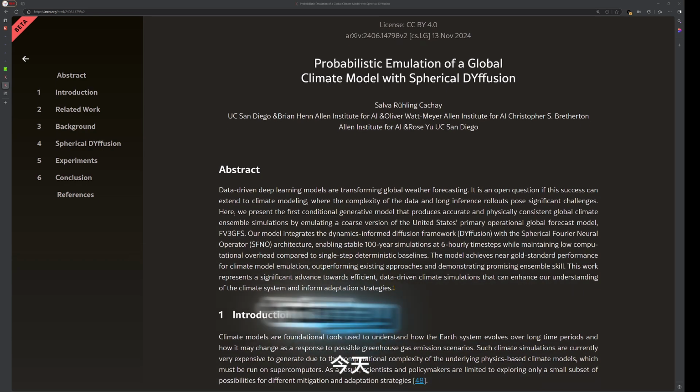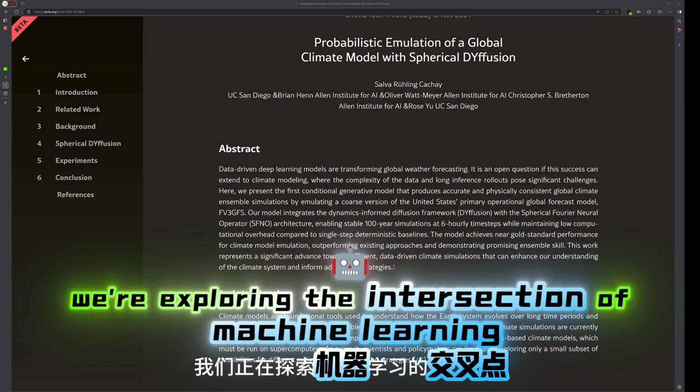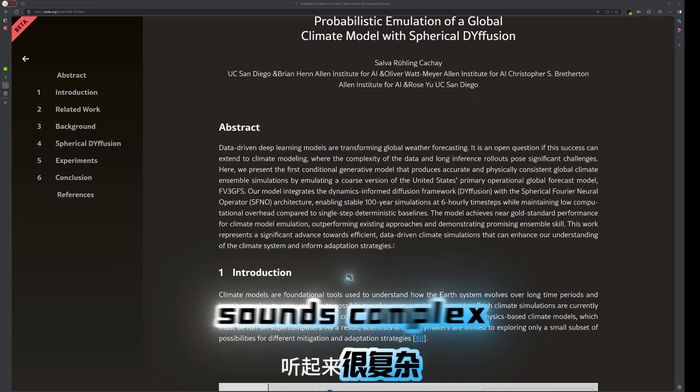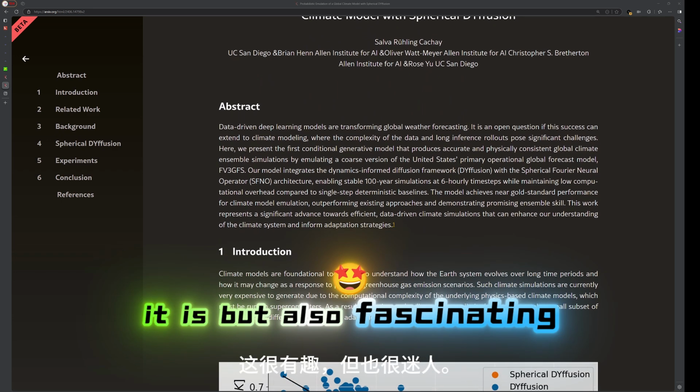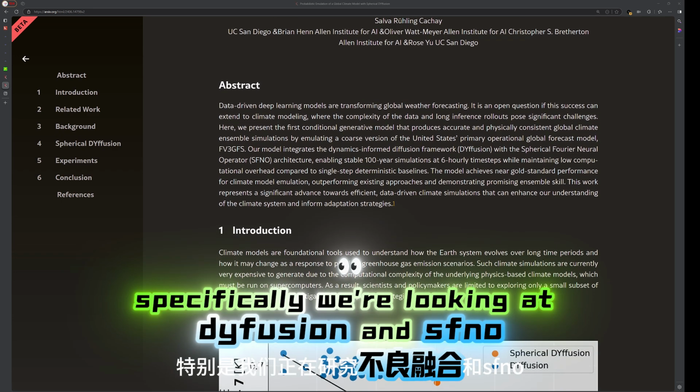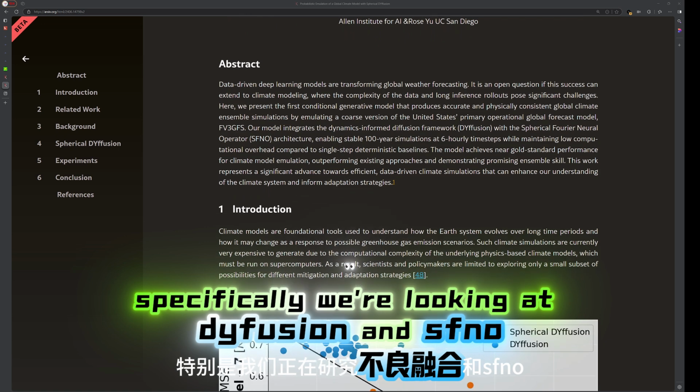All right, let's dive in. Today we're exploring the intersection of machine learning and climate modeling. Sounds complex. It is, but also fascinating. Specifically, we're looking at DYffusion and SFNO.